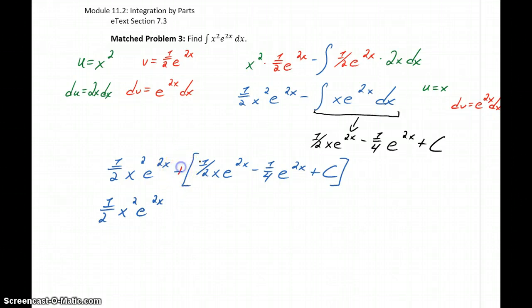And then if we distribute this negative symbol through, that'll become minus 1/2 x e to the 2x plus 1/4 e to the 2x plus that constant c.